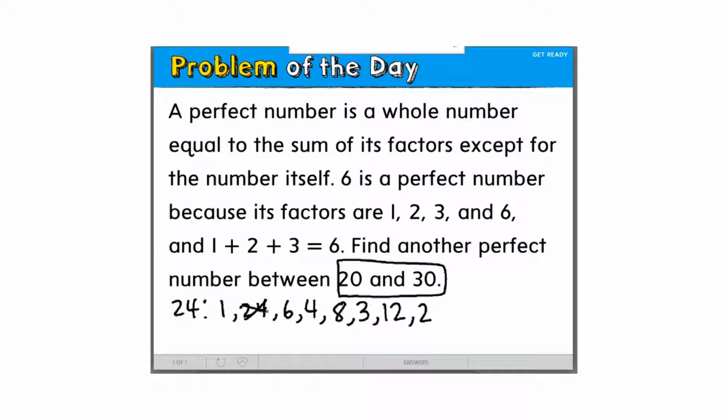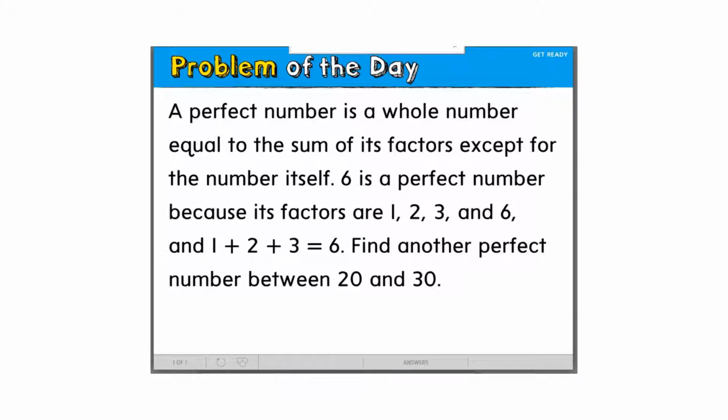If we mark out 24, because it says you don't add the number itself. Let's see. 1 plus, let's see, 6 and 4 here, this makes 10. 8 and 2. Plus 12 would make 22. Plus this 2 would make 24. So already it's too much. So it's not 24. I already told you it wasn't 23.